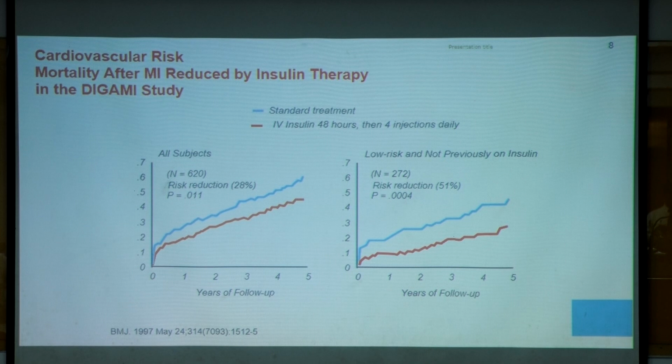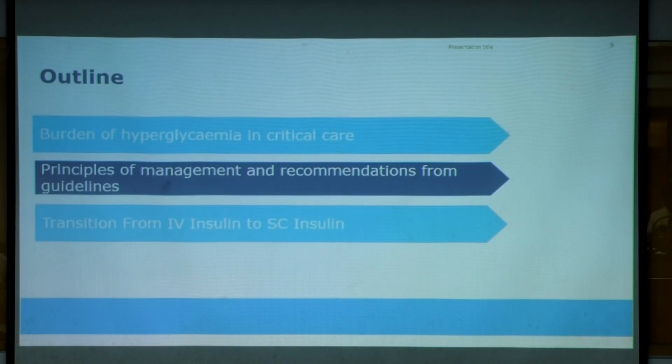This is the DIGAMI study where they had two arms. One is conventional, and the second is very strict control of blood sugar level, where they saw a risk reduction of almost 25% in all subjects. And in low-risk patients not previously on insulin therapy, there was even a reduction in the mortality rate.